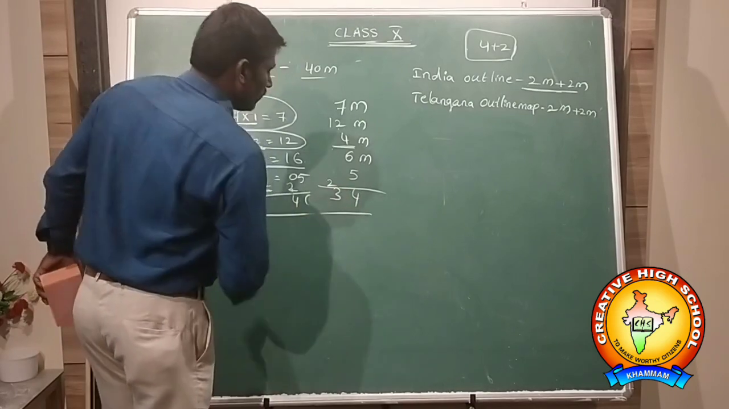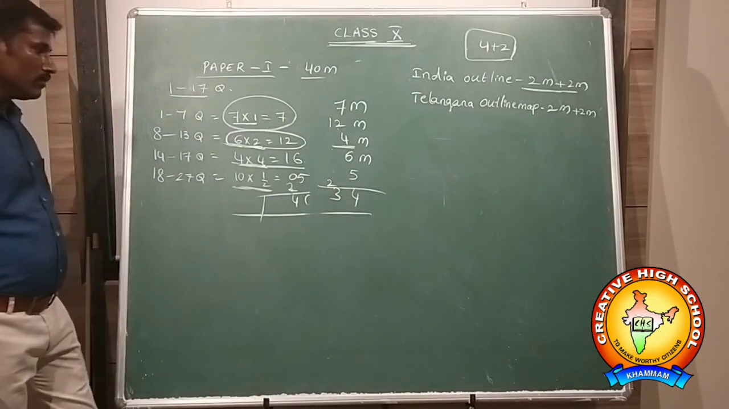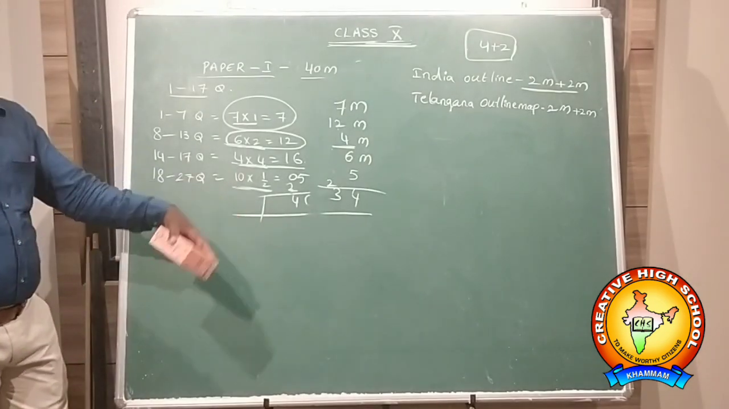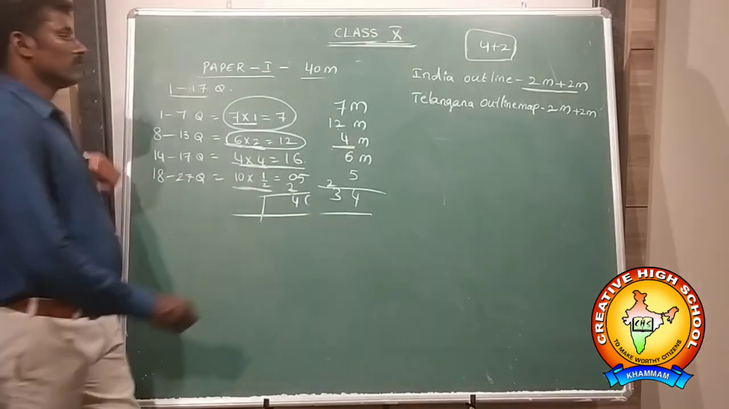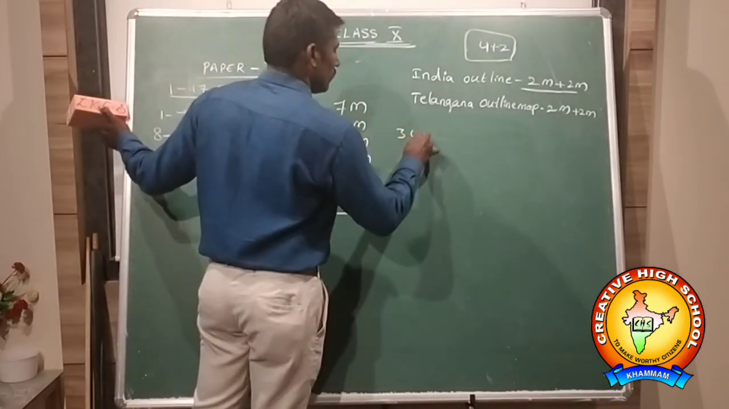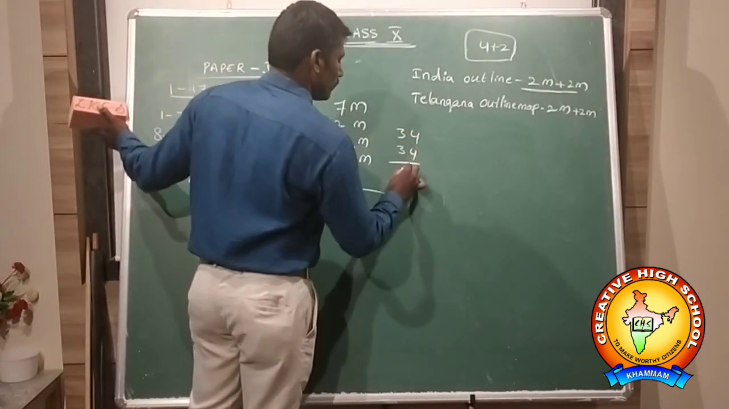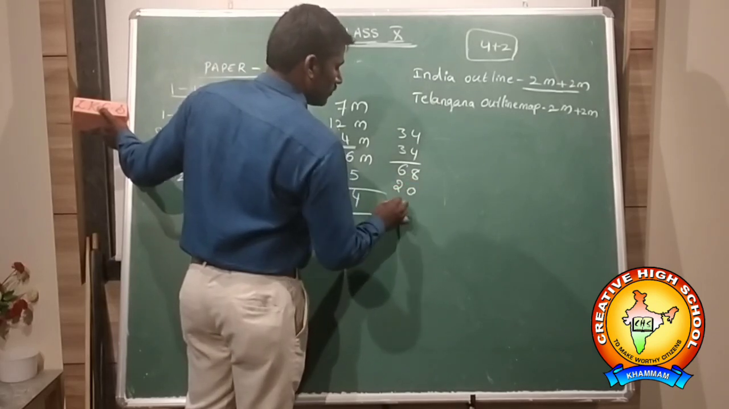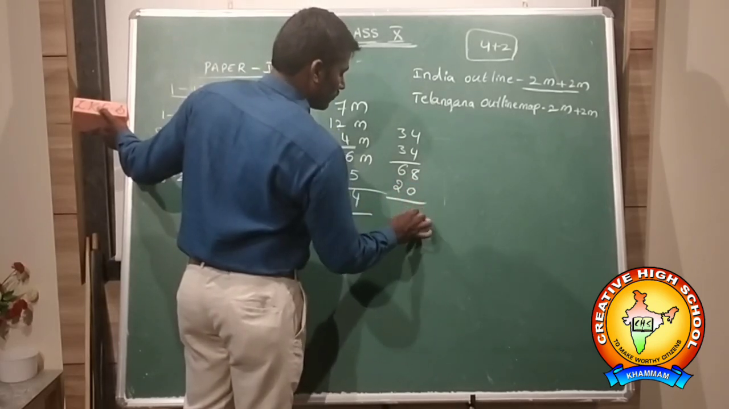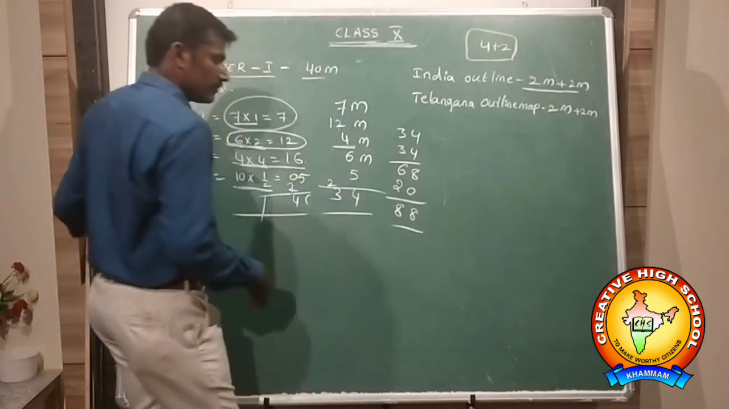Out of 40, you are going to get 34. 34, 34. 68 plus 20. 88.